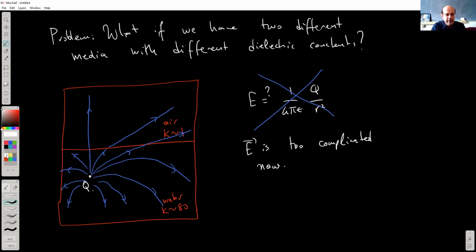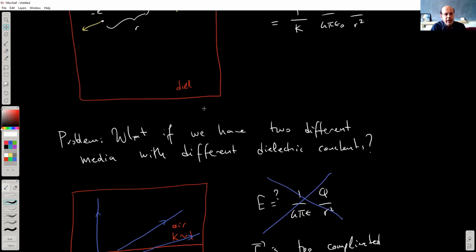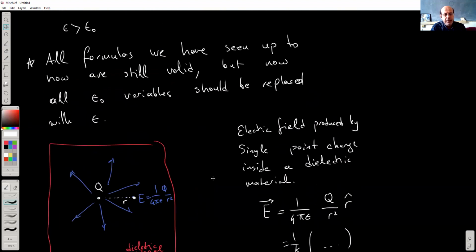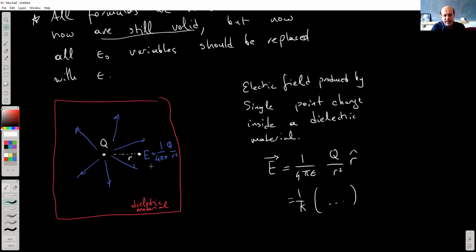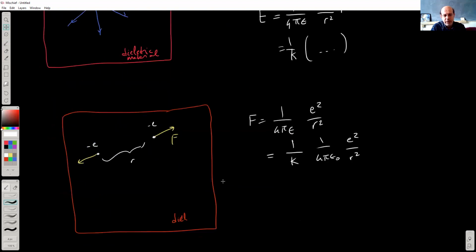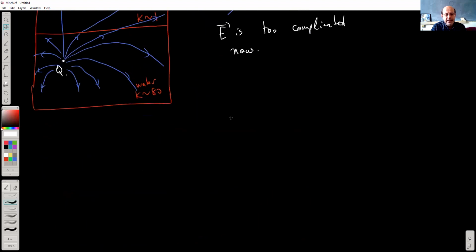Okay, I think I need to do this. So I have given this example. All formulas that we have seen up to now are still valid, all right? But now all epsilon zero variables should be replaced with epsilon. We have seen Coulomb's law as an example for that. Let's see the Gauss law.